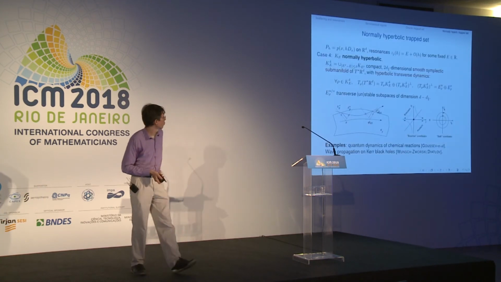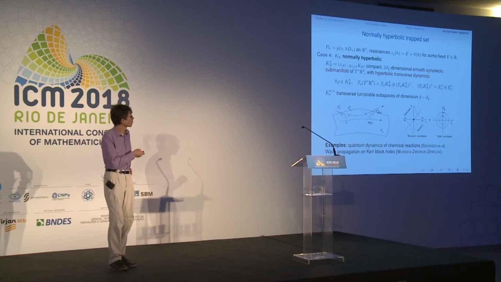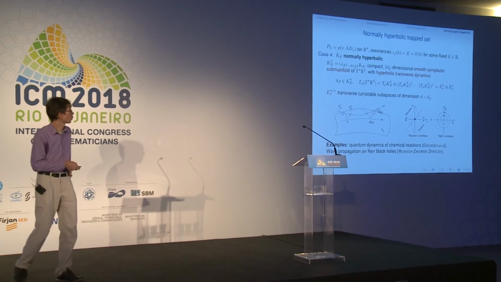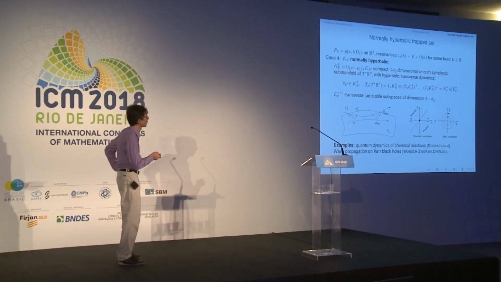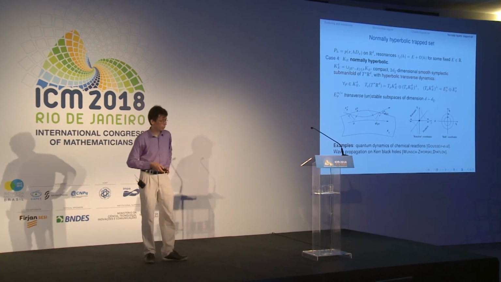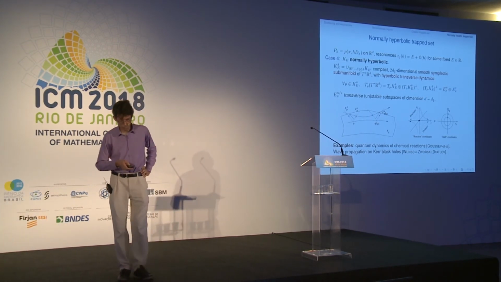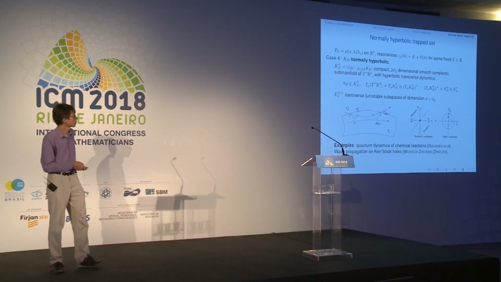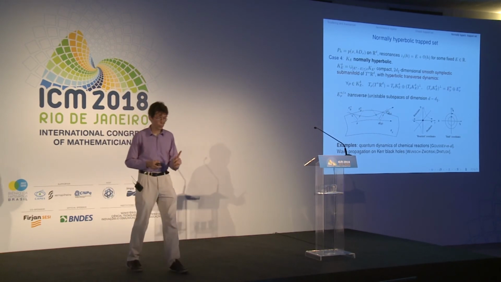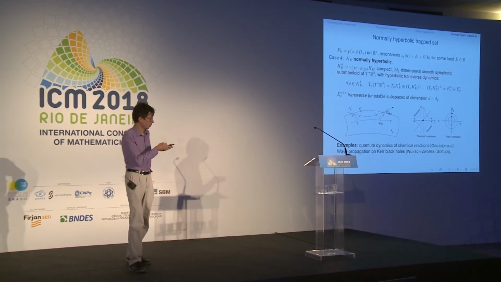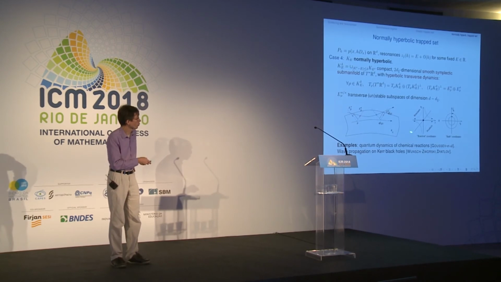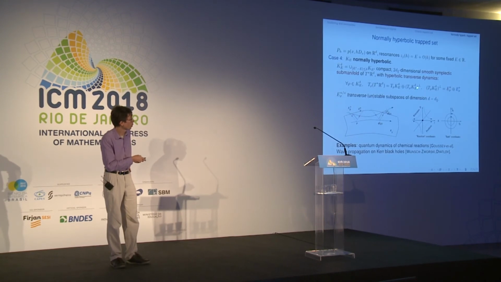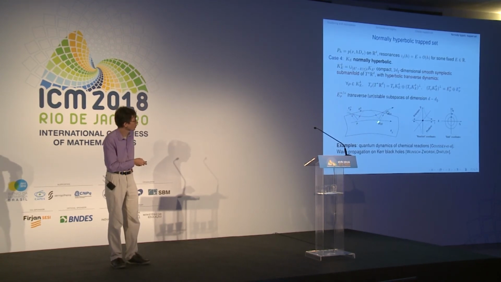So in the few minutes which remain, I will present another interesting situation, which also features another type of trap set, which is called a normally hyperbolic trap set. It is a situation where the set of trapped trajectories is given by a smooth, compact symplectic submanifold, such that the dynamics is transversely hyperbolic. We don't make any assumption on the flow along this trapped set, but we assume that transversely to it, we have some hyperbolicity, so unstable and stable directions.